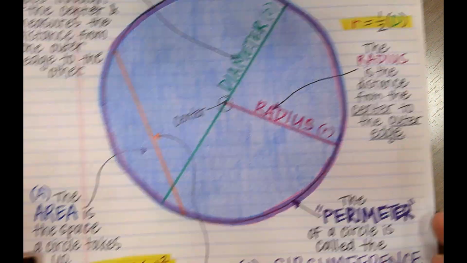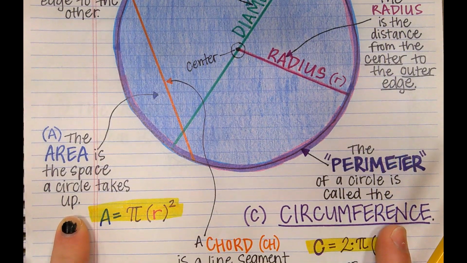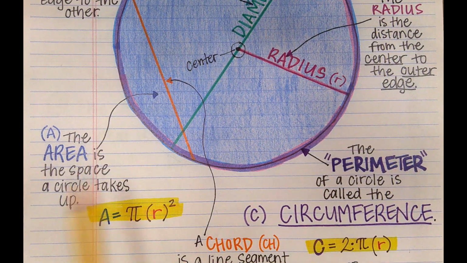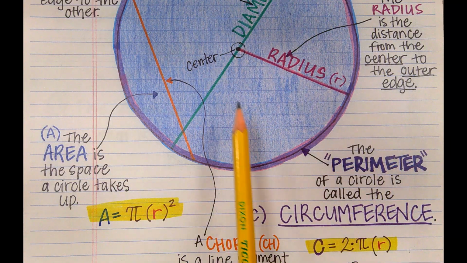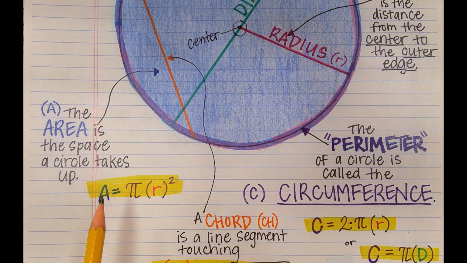The other few things, we're going to be looking at area and circumference today specifically. The area is the same as all the other shapes we've been doing. It's just the space that the shape takes up. It's the space inside the circle. And the formula for the area, we're introducing a new term, pi times the radius squared.